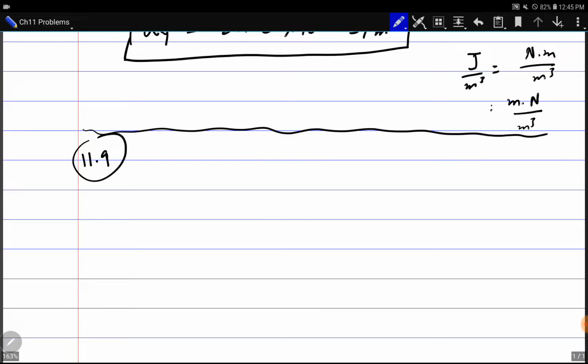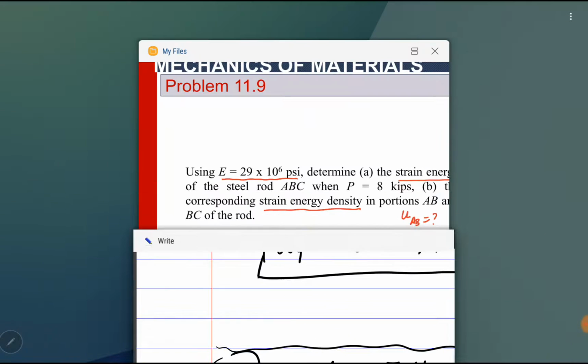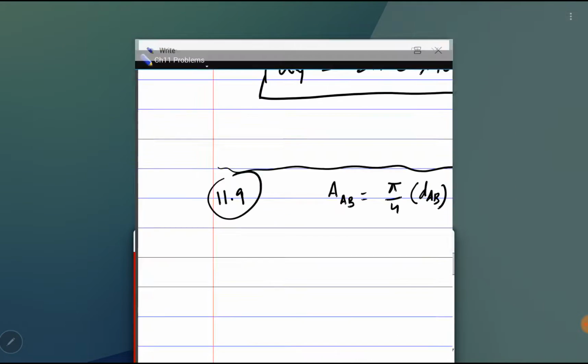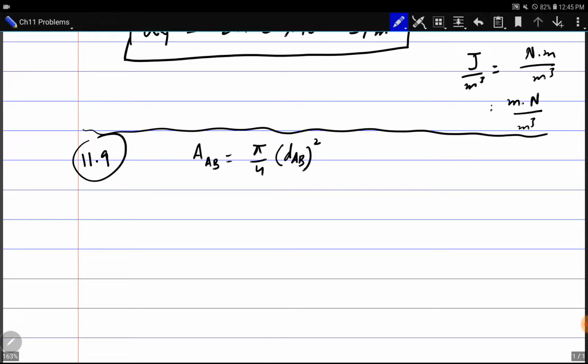Okay, first we need to find the area for rod AB. It is pi by 4 times the diameter of AB squared. Diameter of AB is 5/8 inch. So pi by 4 times (5/8) squared becomes 0.307 square inch.